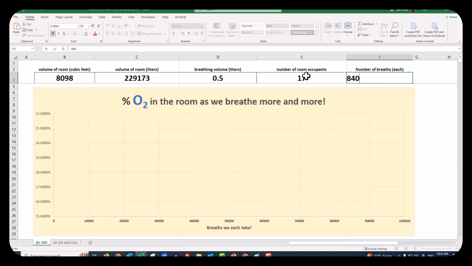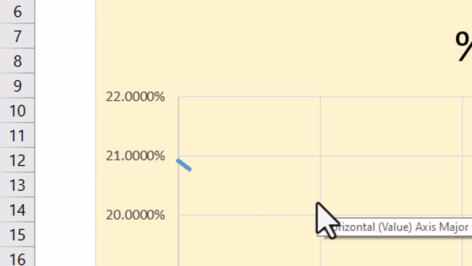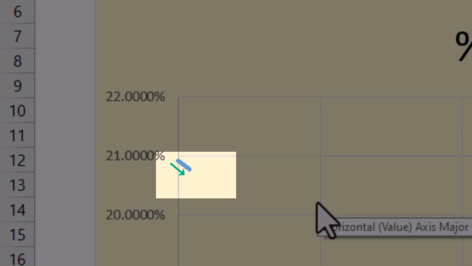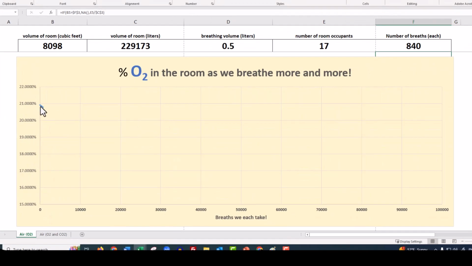So after an hour, check this out. I don't know if you saw right over here, this graph. It originally starts, if we zoom in right here, you can see that it starts just below 21% oxygen. Now, see how that blue line is going down? That's because as we're breathing more and more, we are removing oxygen from the room and replacing it with carbon dioxide. So what's going on, dear friends, is after 840 breaths, which if you look down here, this is the number of breaths from 0 up to 100,000. We'll get to there eventually.